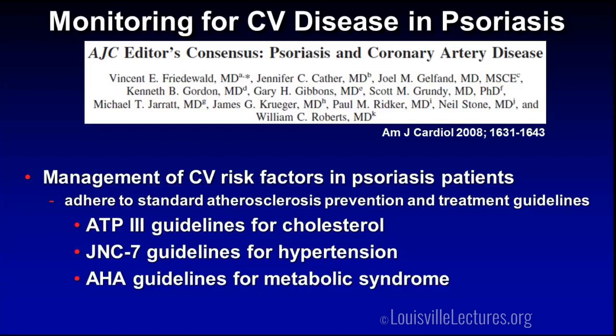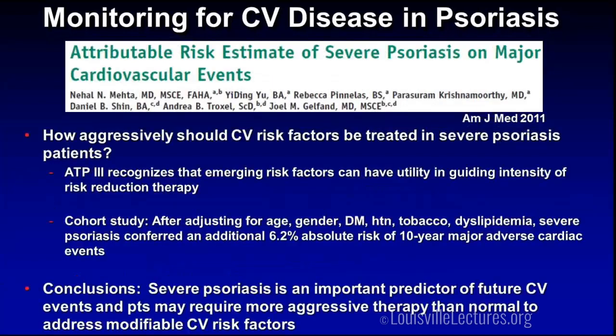Now again, these were the current up-to-date guidelines at the time of this publication, but it makes sense that as these are updated, and some of them have been, to follow the new updated guidelines. Now what we don't know is whether or not patients with severe psoriasis should really have more aggressive target goals when we're thinking about how to treat their modifiable cardiovascular risk factors. The ATP3 certainly recognized that emerging risk factors may play a role in defining new targets.